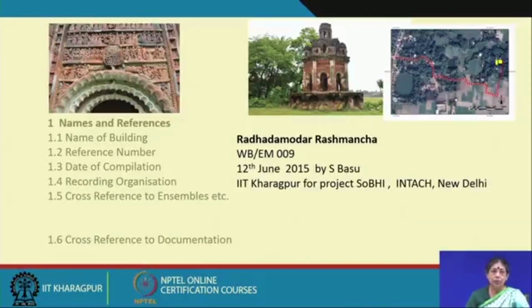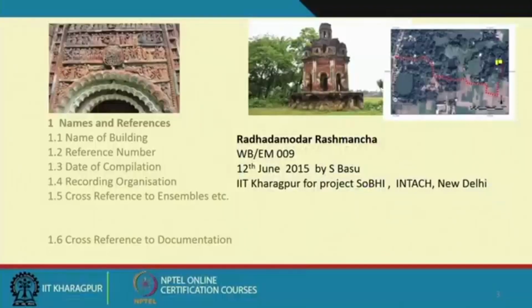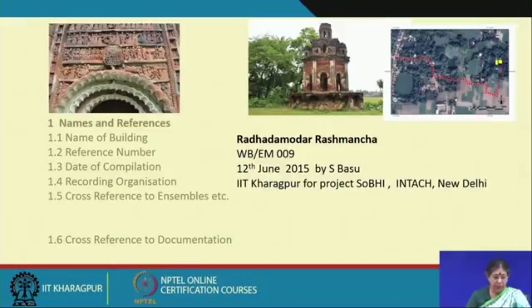So, under that project we did a preliminary investigation and inventory of the structures which are not there under any list. Whoever is the organization, how it is done, it has to be put. Then there is the cross reference to ensemble. While doing the value and significance, we did that cross reference to ensemble. There may be various documents. I am just giving an example for that.